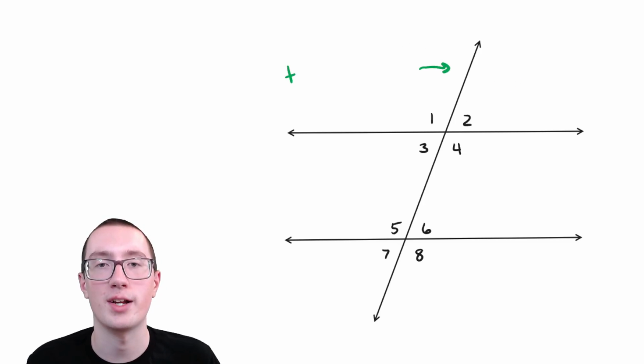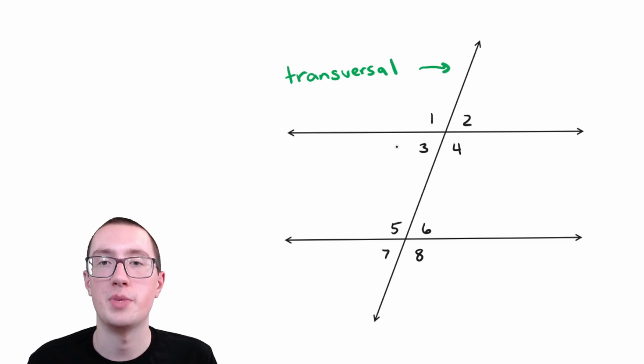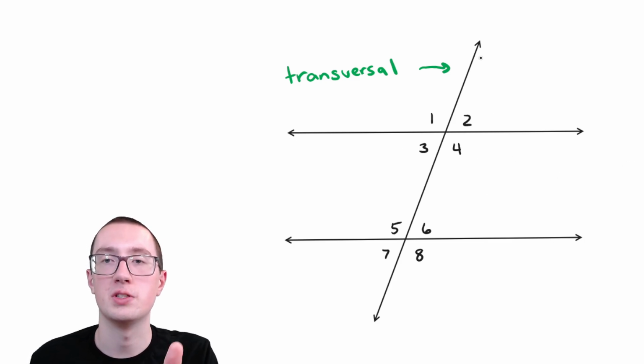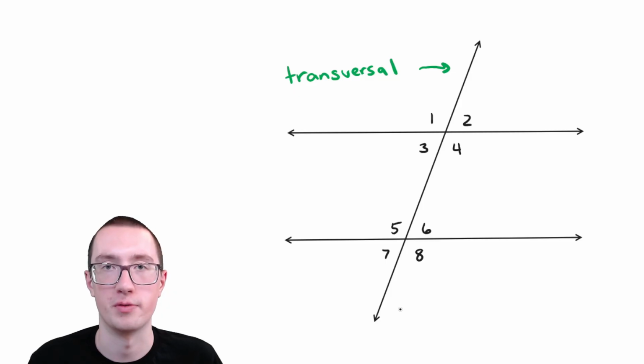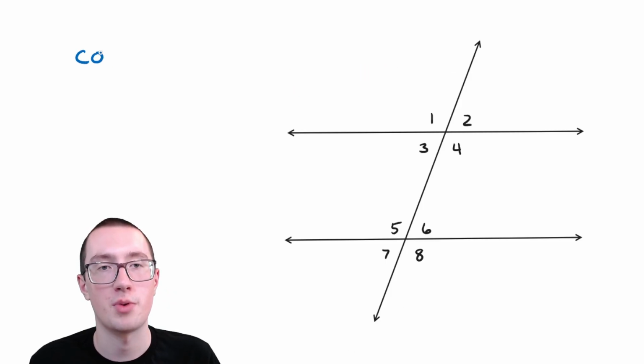This guy is called a transversal. And a transversal is basically where you have two different lines, and a transversal is like a third line that cuts through both of them. So let's first talk about corresponding angles.